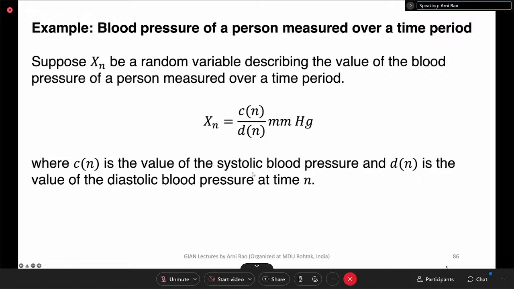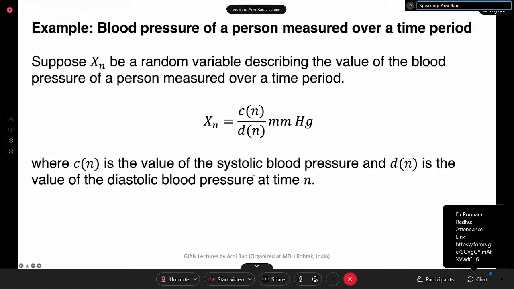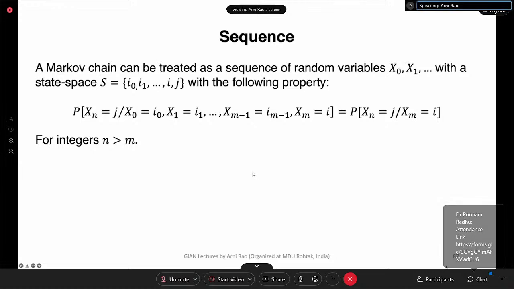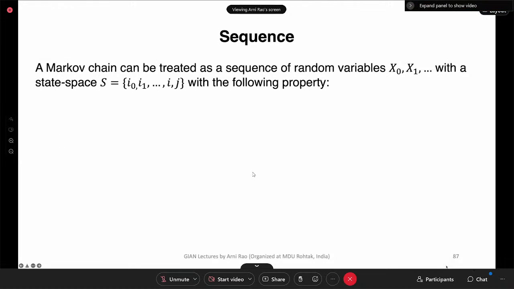So Xn is an example of a Markov chain where Xn is the value of the blood pressure of a person measured over a time period. Now again, this Markov chain, the value you saw previously, can be treated as a sequence of random variables.